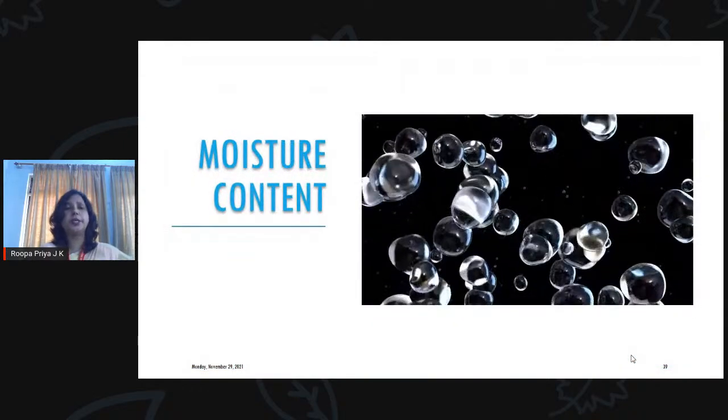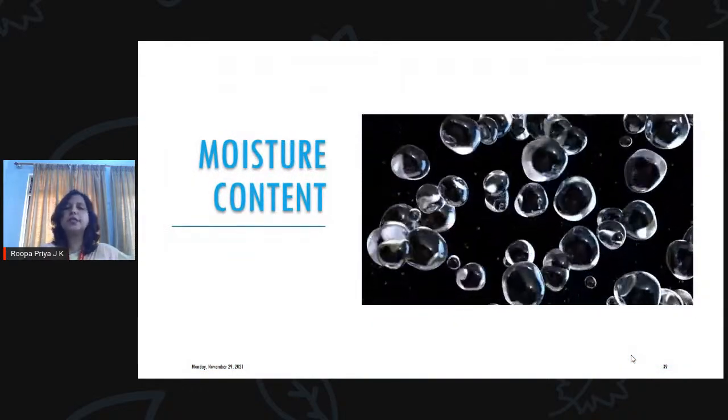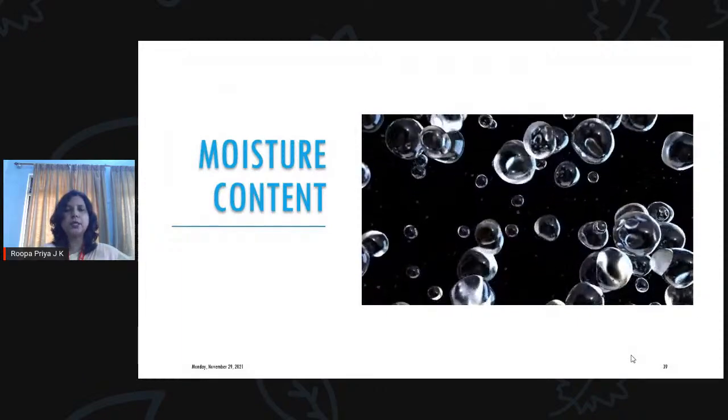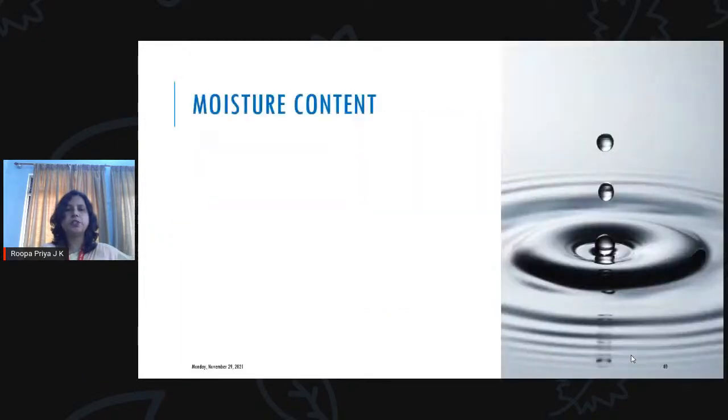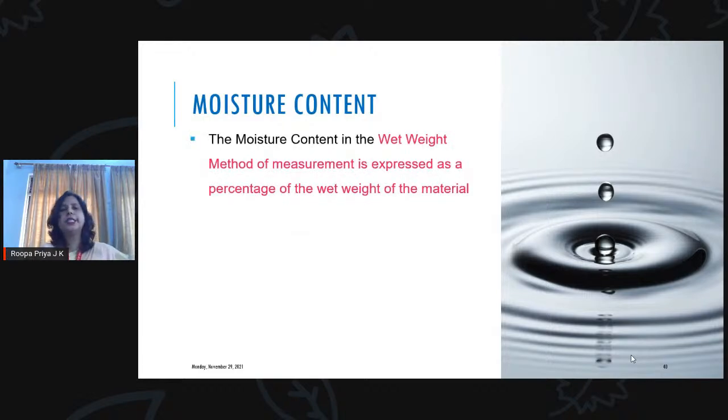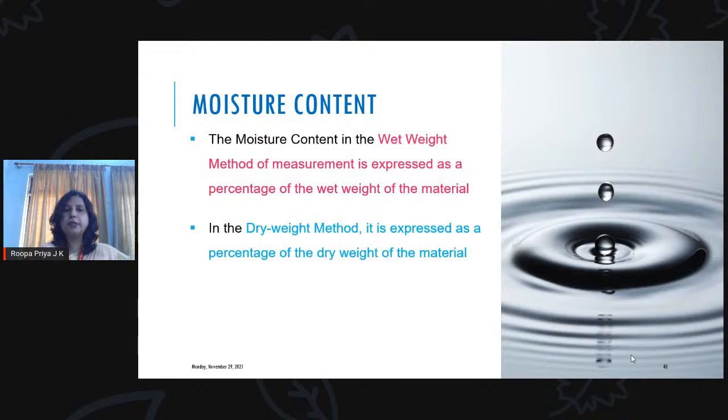Our next topic is the moisture content, which is again a physical characteristic of the municipal solid waste. So we have different categories again in moisture content. Now let's begin to understand what moisture content is. The moisture content in the wet weight method of measurement is expressed as the percentage of the wet weight of the material. We also have the dry weight method, and in this method it is expressed as the percentage of dry weight of the material. So these are the 2 different types of measuring the moisture content.